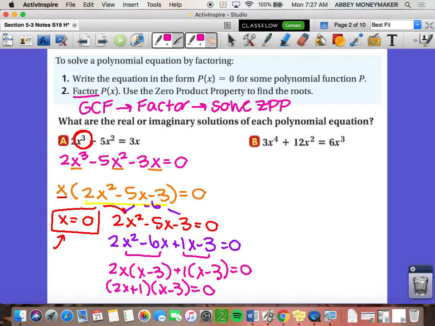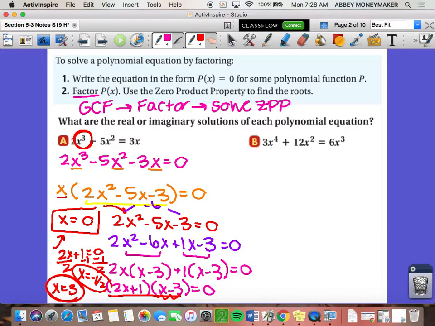I'm going to split both of those up and set them individually equal to 0, because that's where my other two solutions are. 2x plus 1 equals 0. I'm going to subtract the 1 and then divide by 2. So that solution is negative 1/2. And then the other solution here would be positive 3. We talked about the relationship between a solution and its factor. It's just the opposite. So let's check. Do I have all three? Yes, I do. I have found them all.